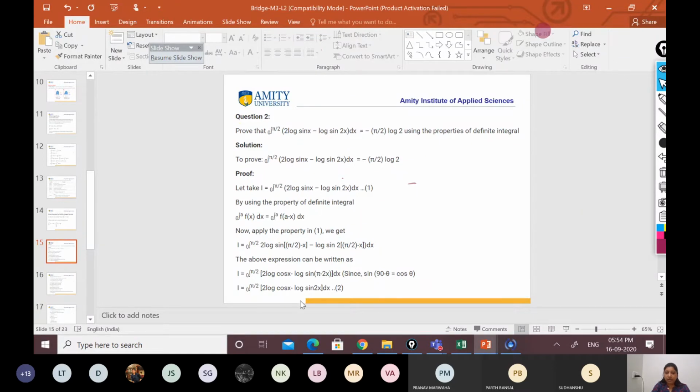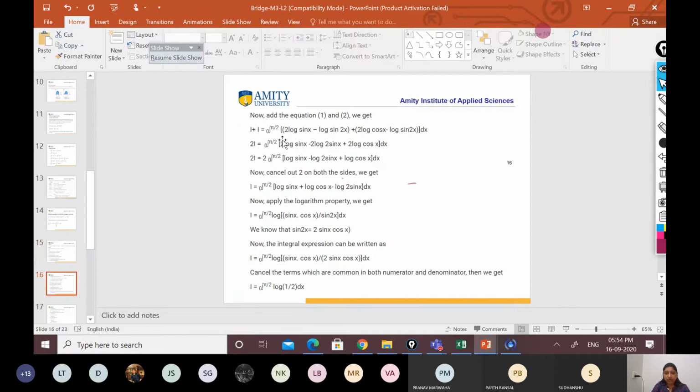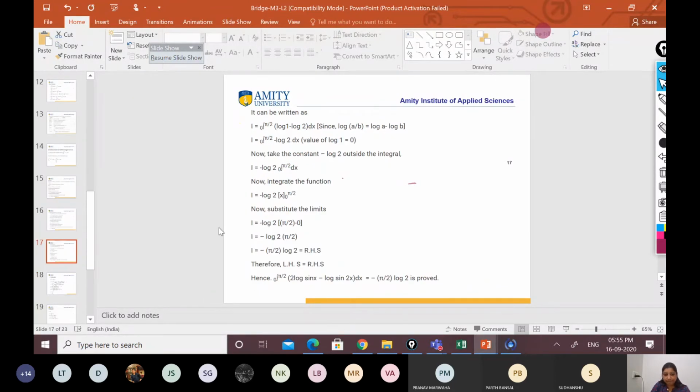Okay, so when we add 1 and 2, some of the common terms will be simplified. Either they will be subtracted or they will be added. So by simplifying it, you will get 2I is equal to the integral from 0 to pi by 2 of log of sin x cos x upon 2 sin x cos x, which is simply the integral from 0 to pi by 2 of log 1 by 2, which is a constant. So we can take it out, and it is nothing but minus log 2 times pi by 2. So this is the answer, or this is what we have to prove.